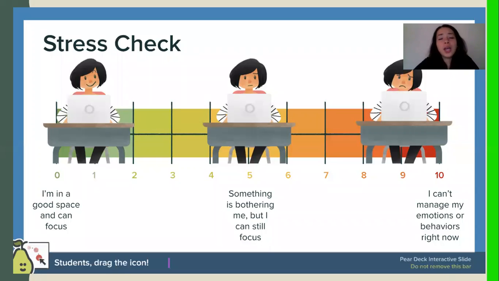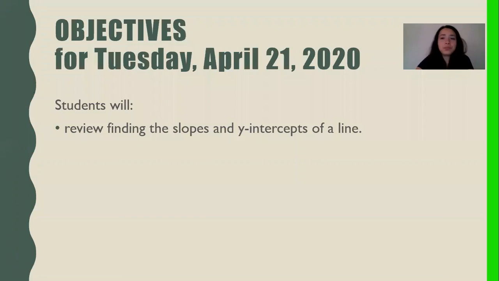So let's do a stress check. I'd like for you to comment anywhere on Schoology, or you can message me as well, whichever works. I'd like for you to let me know what level you're at. So if you're at a 0, you might be in a good space and you're able to focus. You might be at a 10 where you can't manage your emotions or behaviors at the moment. Or you might be somewhere in between where something is bothering you, but you can still focus. So just let me know what number you're on between a 0 and a 10.